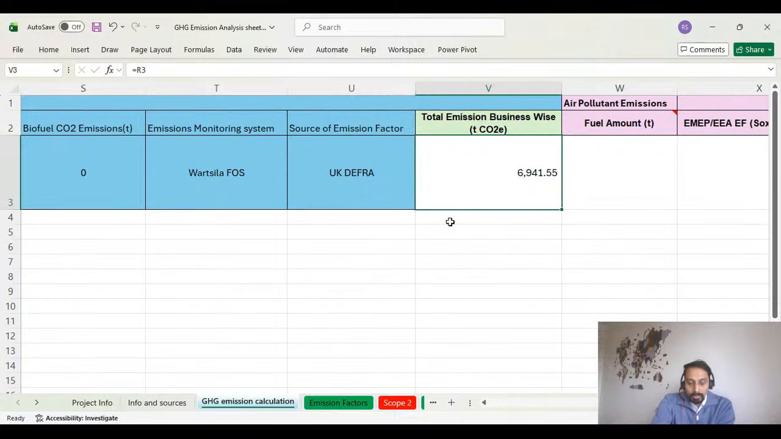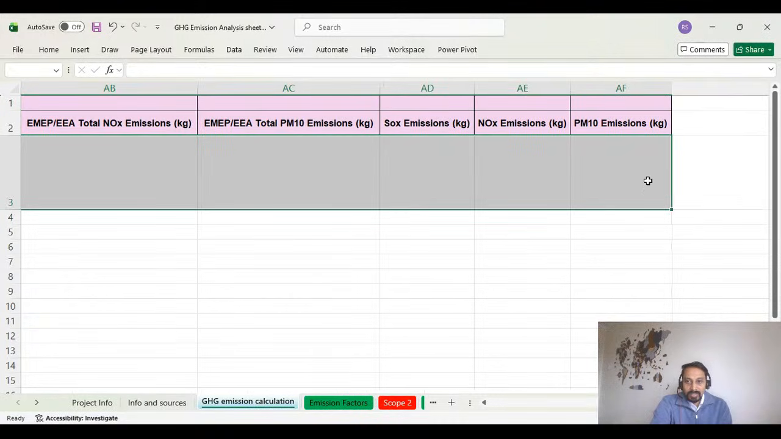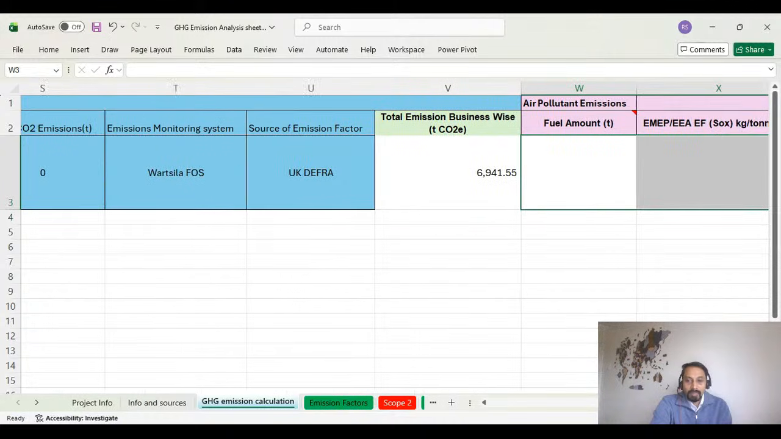Why is this important? Because there are so many vessels and vehicles you can calculate, and the overall scope 1 you can summarize in this particular V column, which is the total emissions business-wise in tons of CO2 equivalent. Then air pollutant emissions are very separate from the GHG emissions. Make sure that you do not calculate air pollutants when you are doing GHG emissions. Air pollutants are SOx, NOx, PM10, and PM2.5. It is important to understand that the air pollutant emission inventory is separate from the GHG emission inventory of climate change.